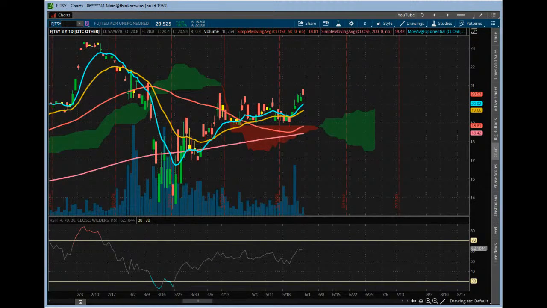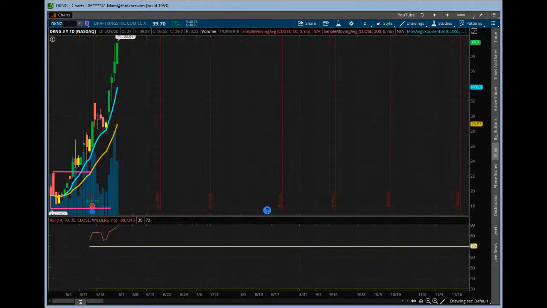FJTSY. Fujitsu ADR, yeah, interesting, right? So kind of like a cup and handle-ish pattern right here, range bound. See if we can get a good breakout candle on that. And then DKNG. Market's loving this one right now. Great volume into a big uptrend. So we'll see if that can get some more follow through to the upside. So good stuff. Yeah, it was a mouthful right there.